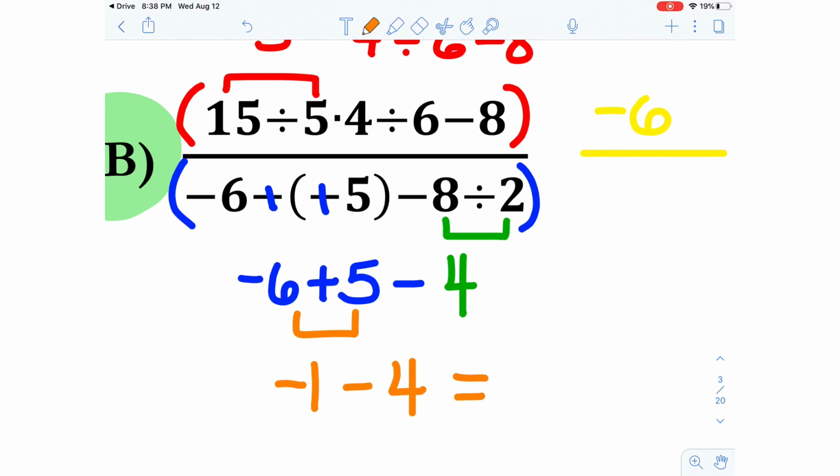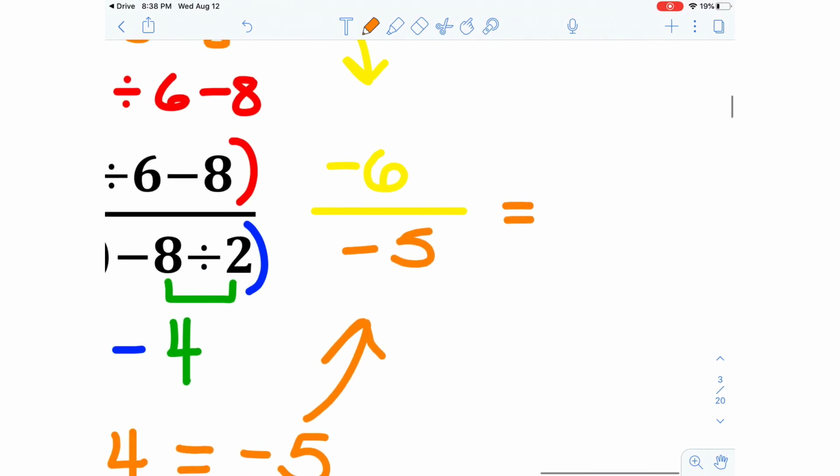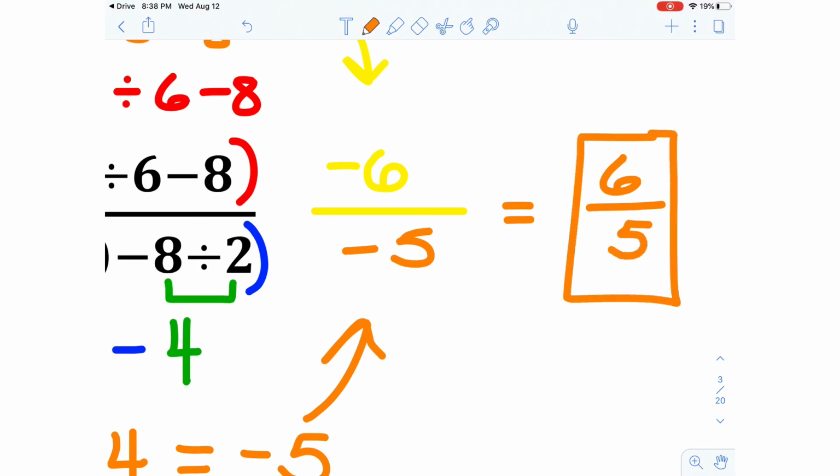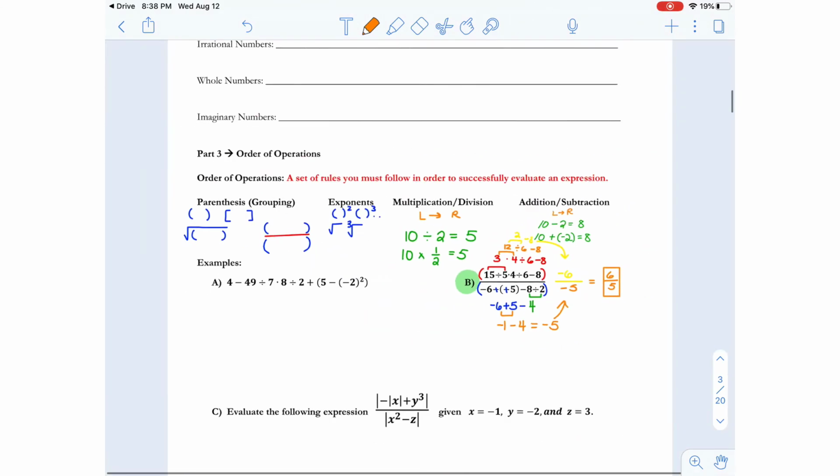Here we go. Negative 6 and 5 is negative 1. Minus 4 is negative 5. That's my denominator. And negative over negative, those negatives are going to cancel out. Here's my final answer, 6/5. And I think that we can all agree on one thing for sure. I got to be done because, wow.